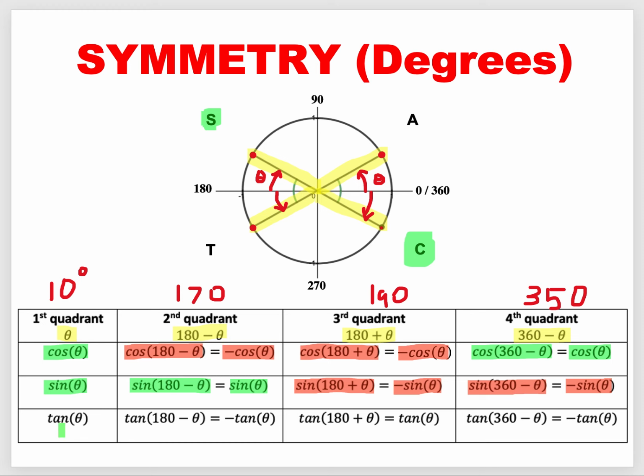So lastly with tan, super quickly, tan theta is a positive number. In the second quadrant, tan is negative. In the third quadrant, tan becomes positive again. So tan of 180 plus theta would just be equal to tan of theta. So basically, remember, all this is saying is that the third quadrant value will be equal to the first quadrant value. And when we get to the fourth quadrant, tan is negative again. So this is saying that the fourth quadrant value will be equal to the negative of the first quadrant value.